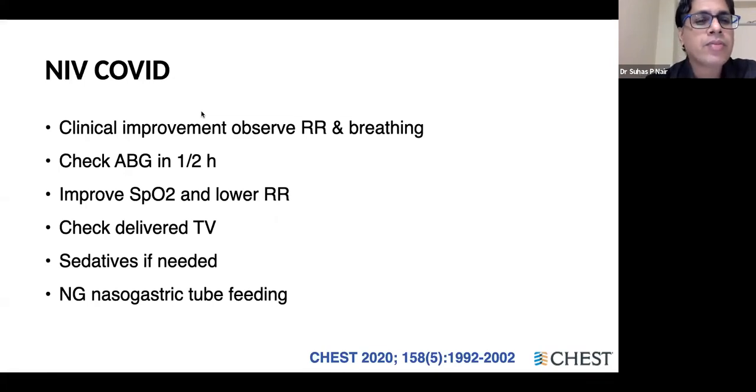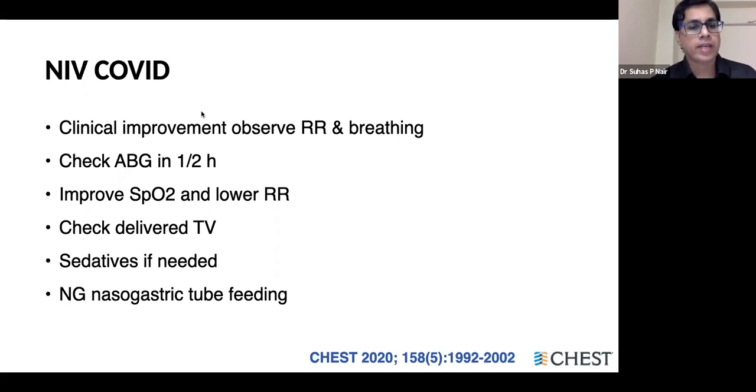Watch for clinical improvement. Basically, see whether the tachypnea is worsening or settling, whether oxygenation and saturation are improving or not, and preferably check an ABG after half an hour. You should always be watchful about the delivered tidal volume, because in NIV the patient has their own effort. A tachypneic patient sometimes tends to take tidal volumes in the thousands, sometimes 1.5 liters, 1.2 liters. This adds to ventilator-induced and self-induced lung injury. Titrated doses of sedatives can be used, but never over-sedate the patient.